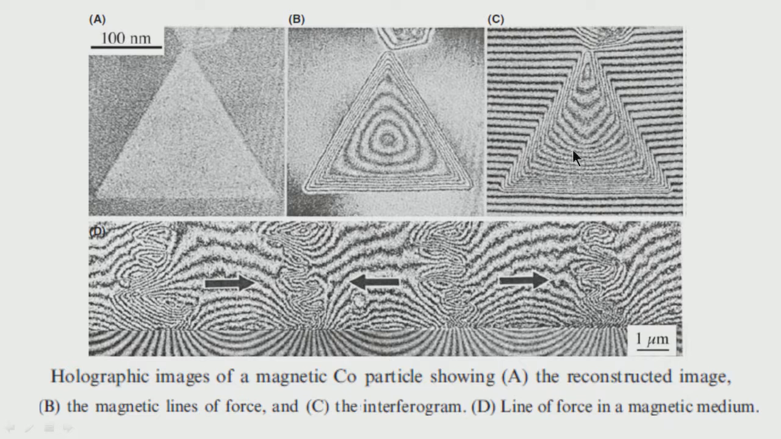And see the interferometry image which we get of the sample, and this is for a single particle, and here essentially it is in a magnetic medium. How the magnetic domains are oriented, how the magnetic vectors are oriented, all this information we can get.